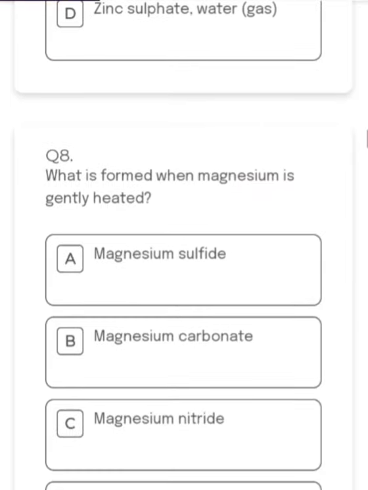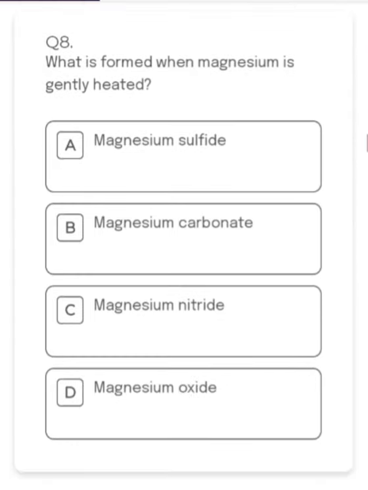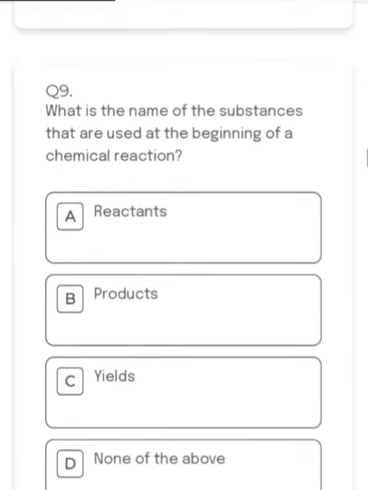Next question, what is formed when magnesium is heated gently? Yes, when we heat magnesium gently, what is formed? So its correct option is option D, magnesium oxide. Next question, what is the name of the substances that are used at the beginning of a chemical reaction? Yes, the name of substances that are used at the beginning of chemical reaction are called option A, reactants.